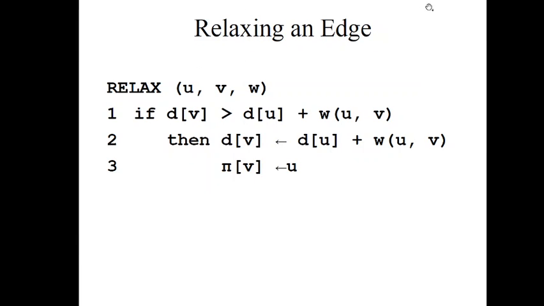Okay, relaxing an edge is simply like this: U, V, W. If the distance of V is greater than the distance of U plus the weight of U to V, then D of V is updated. That means we have found a shorter path than the previous one to V, so the weight is updated and the predecessor will be changed. We can clarify this with an example.